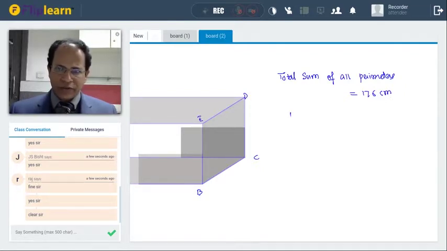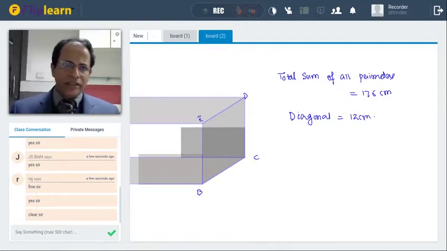This is a very interesting one. The diagonal is given to you. This is the diagonal we are talking about, right? The diagonal is 12 centimeter. Now, students, we need to find the total surface area.